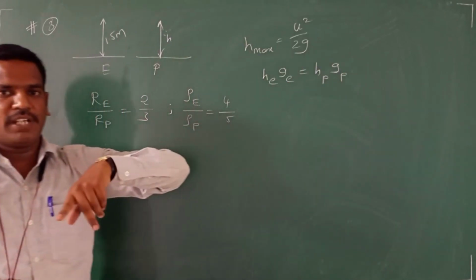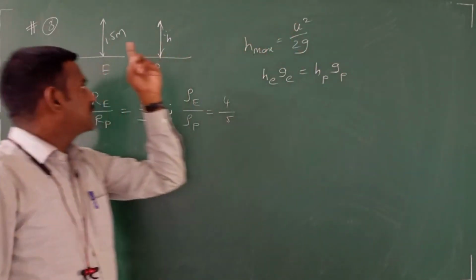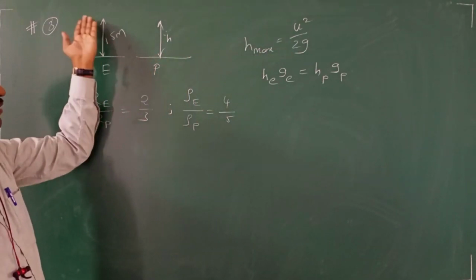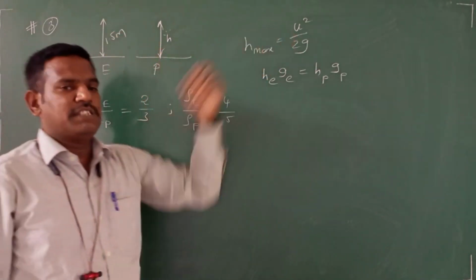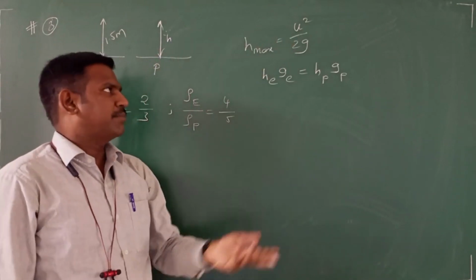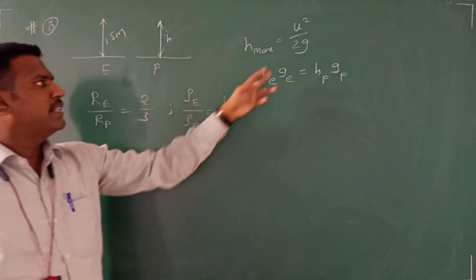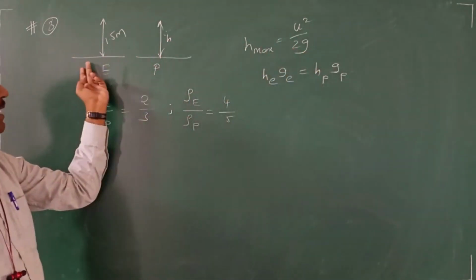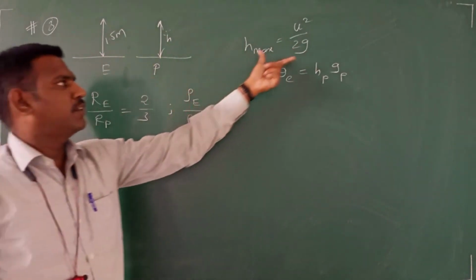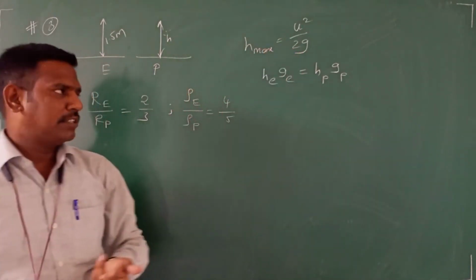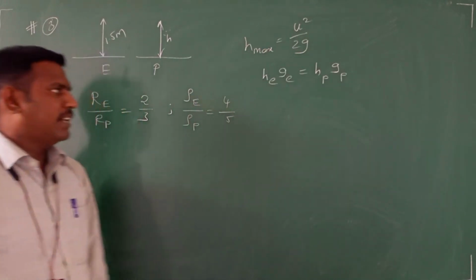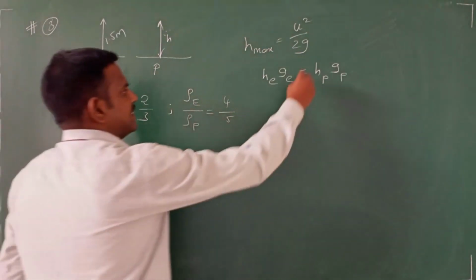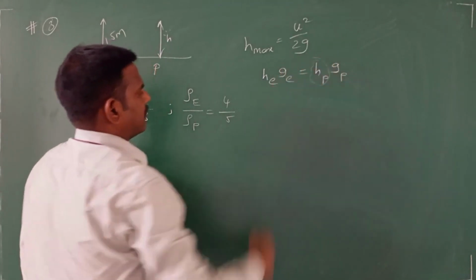With the same effort, they told us. What is the meaning of that? The person jumping on the Earth will have the same initial velocity on the planet also. With the same effort he is able to jump, so u will be the same. But g will differ from the Earth to the planet. So we can write that these two are inversely proportional to each other. So h_e g_e will be equal to h_p g_p. Now we want to find out this h_p value. This is our question.